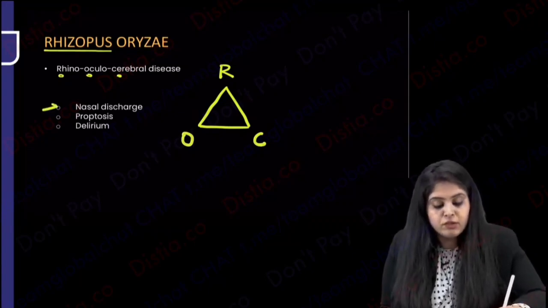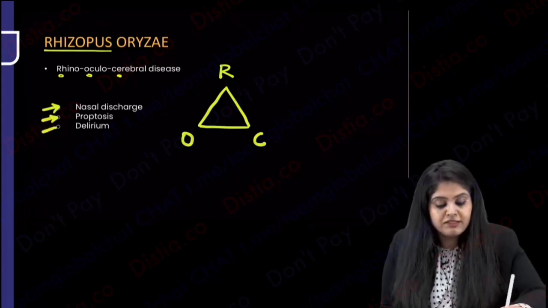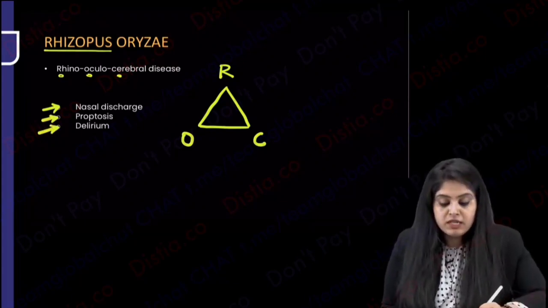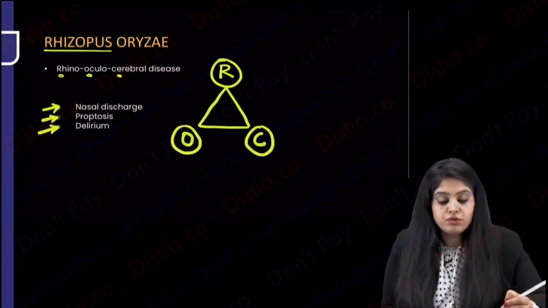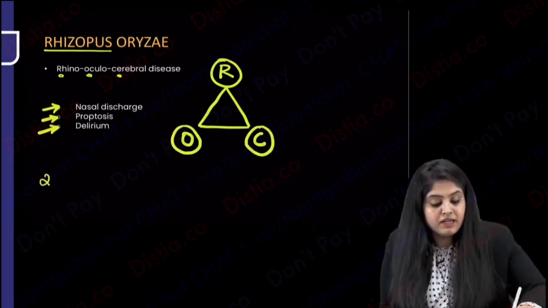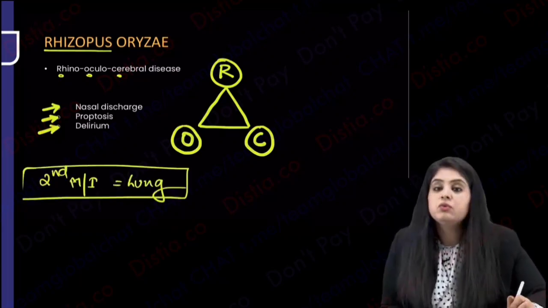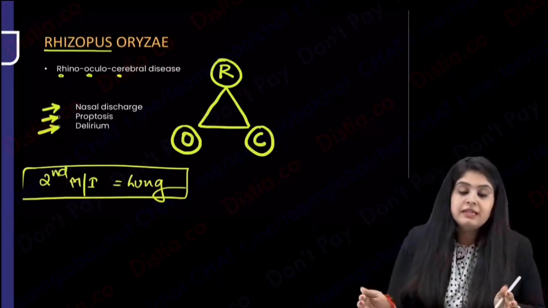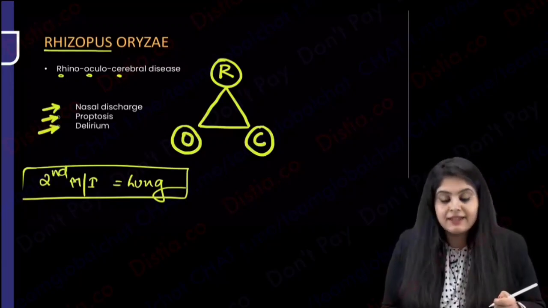So rhino means there's going to be a nasal discharge. Oculo means there's proptosis that is there, and cerebral means CNS involvement, delirium. So even if you don't remember individually and you remember the rhino-oculocerebral disease, that is what is important. So yeah, that is the primary form. And the second most important will obviously be the lung involvement. So even for rhizopus and mucor, the primary will always be this triad, the rhino-oculocerebral disease. The second most common involvement will be the lung. Go to your Q bank. That's a question that I have leaked.